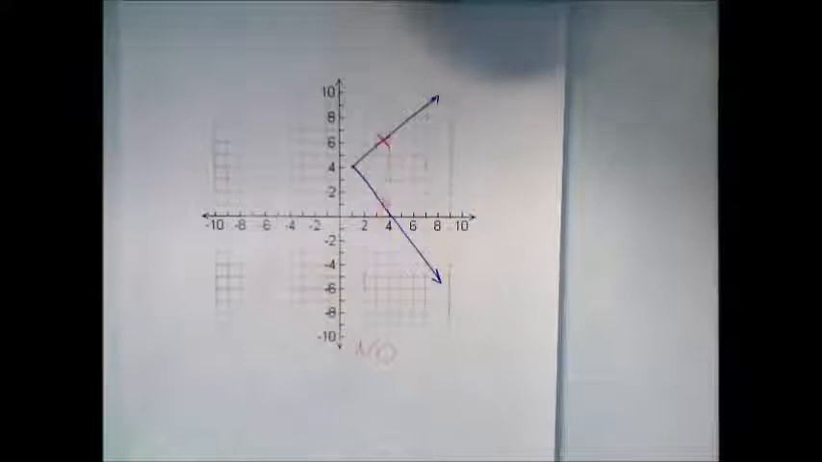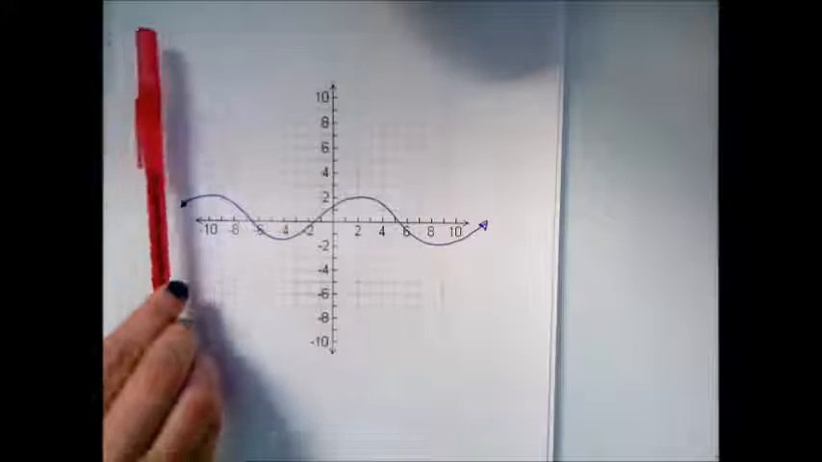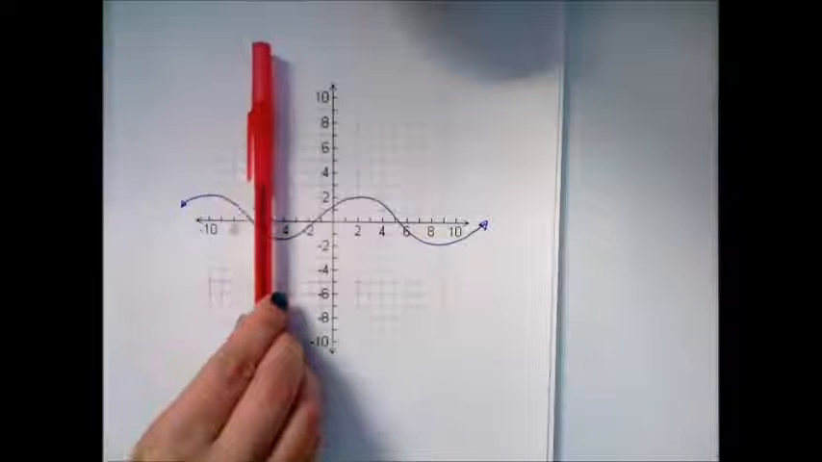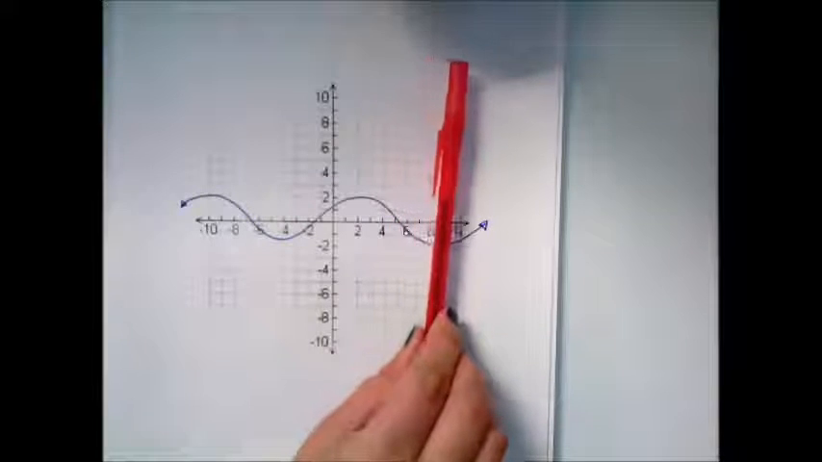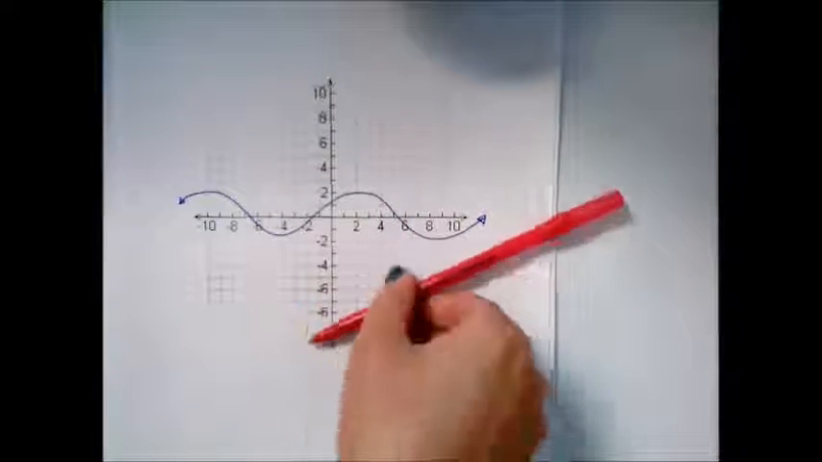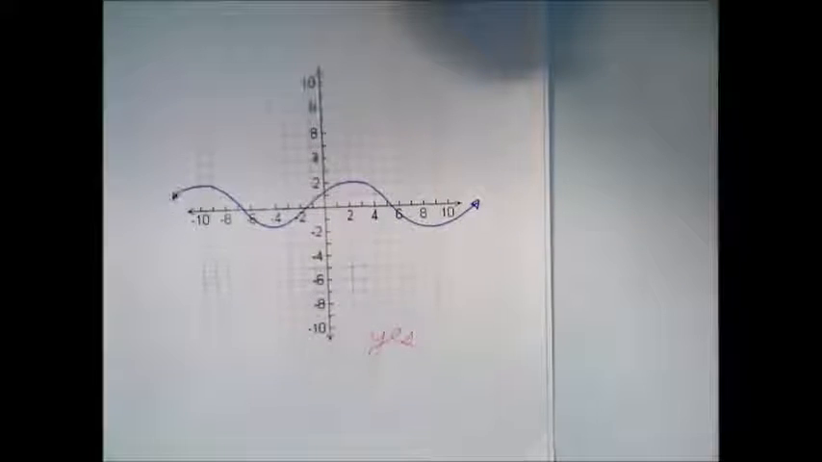So let's look at some other examples. Here's a nice little curve. If I picture passing a vertical line across it, all the time it's only touching the function in one place. So it looks like this one passes, and yes, it is a function.